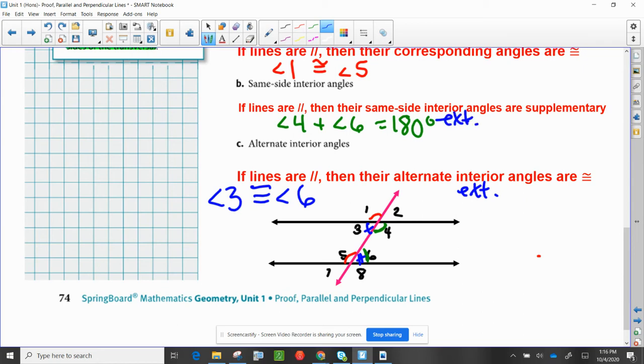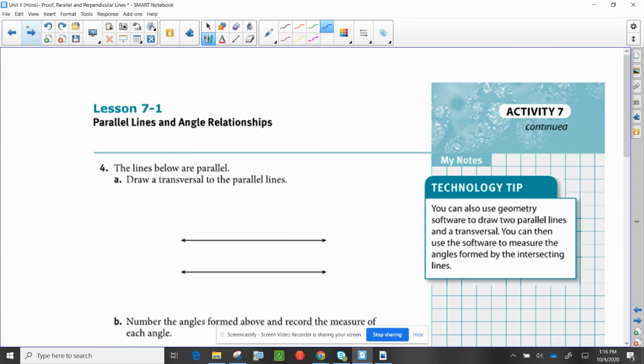So same side exterior angles are supplementary, and alternating exterior angles are congruent. Okay. So those are just a couple examples. Again, that's not all the angle pairs. I was just kind of showing you a couple of them. So let's jump ahead again.